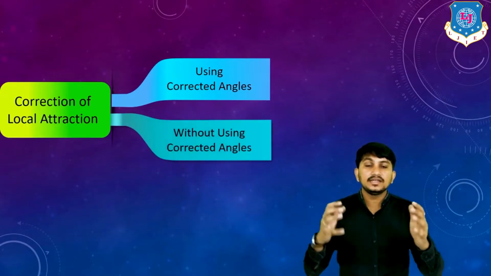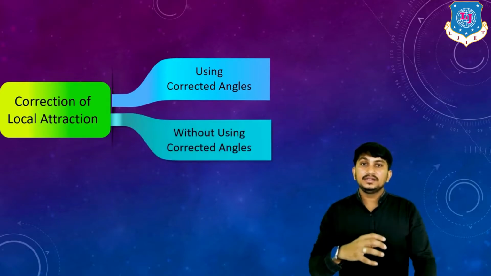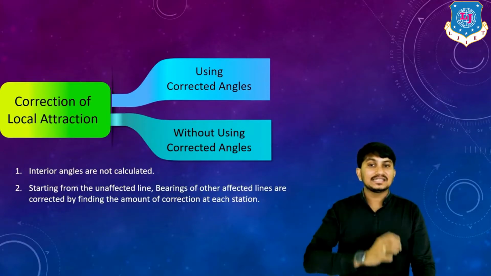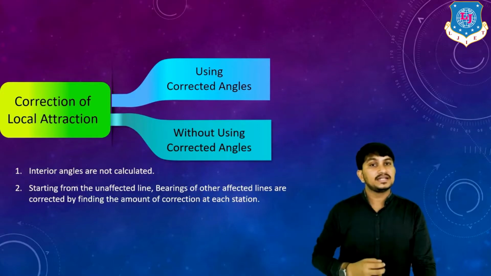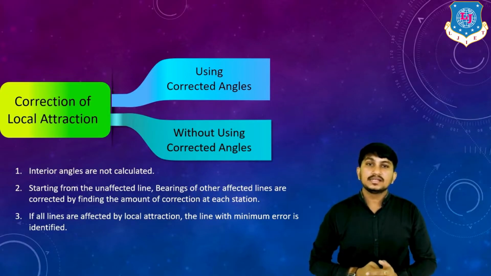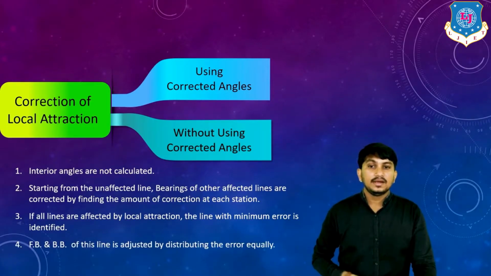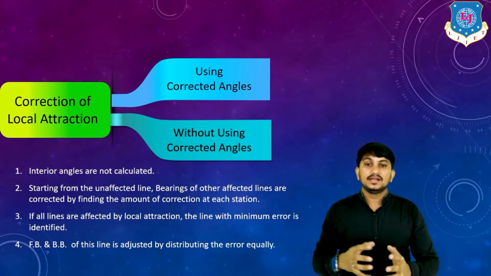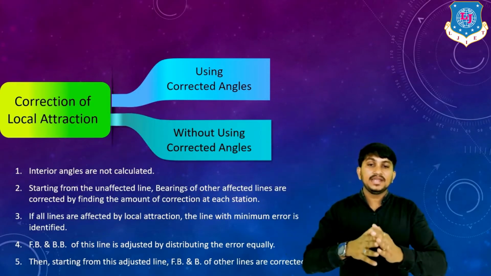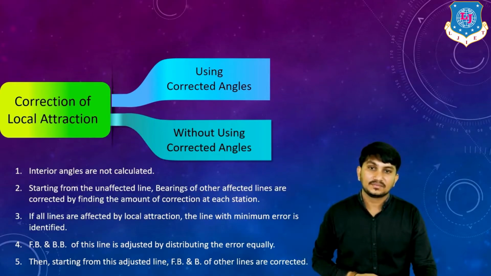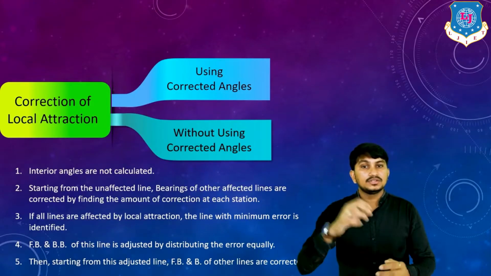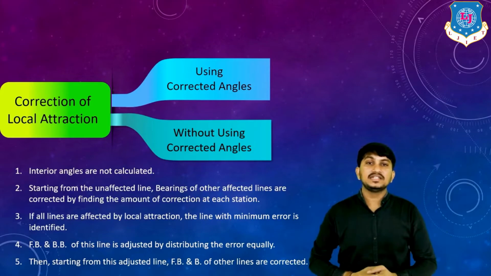The second method is without using corrected angles. In this method, interior angles are not required. Okay, starting from the unaffected line, bearings of other lines are corrected by finding the amount of correction at each station. If all lines are affected, then the line with minimum error is considered for starting. FB and BB of this line are adjusted by distributing the error equally, and then starting from this adjusted line, FB and BB of other lines are corrected. This is how we can correct the bearings using this second method, which is without using corrected angles. These two methods are used in examples.